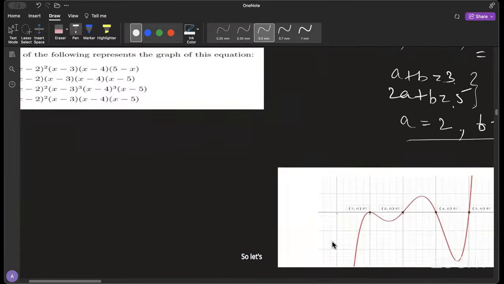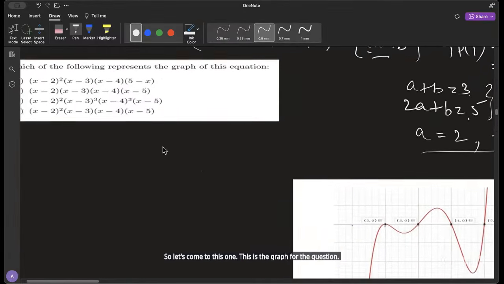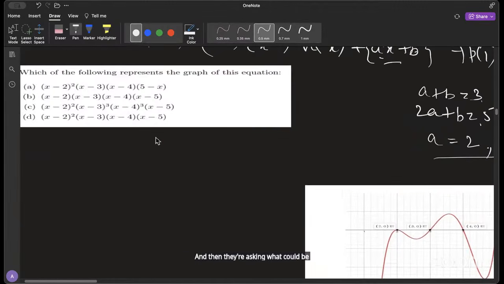So let's come to this one. This is the graph for the question. And then they're asking what could be the possible expressions.